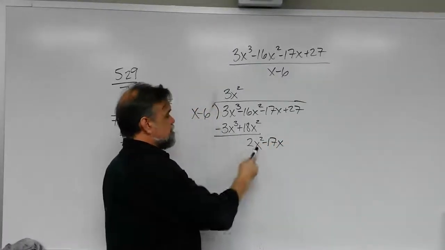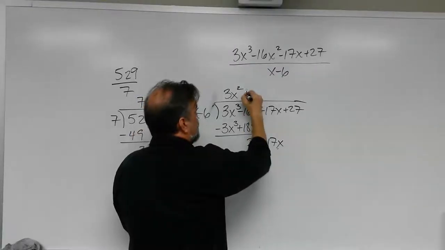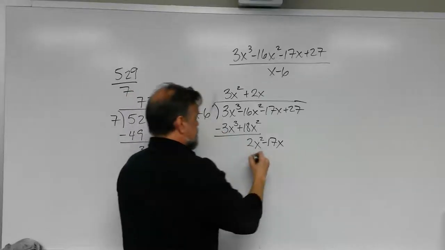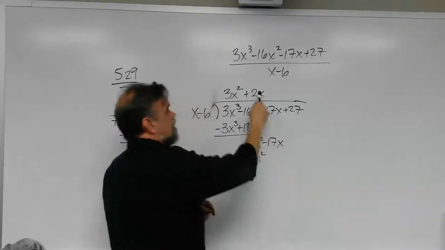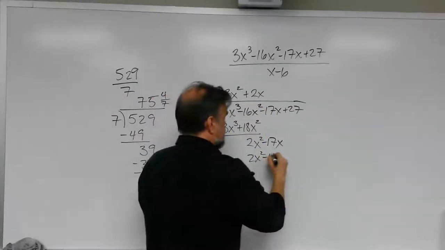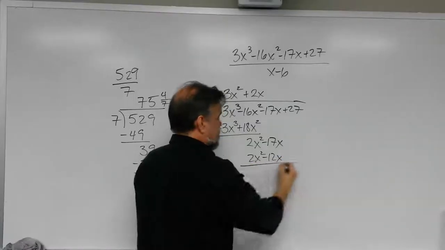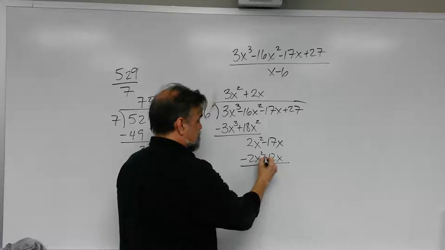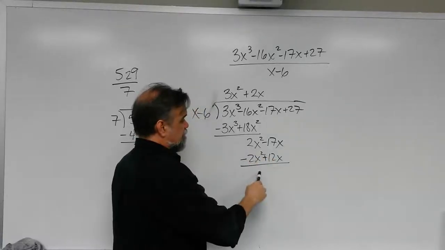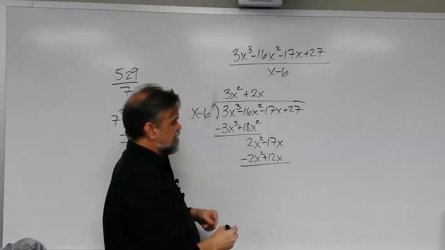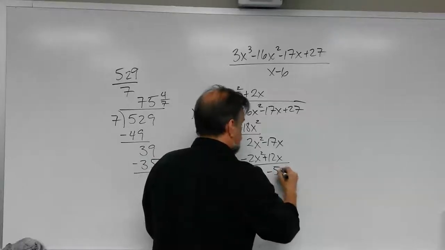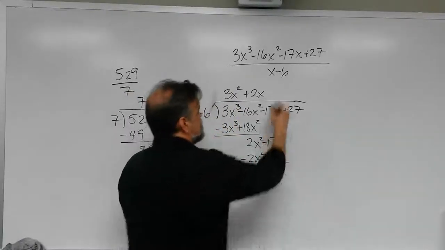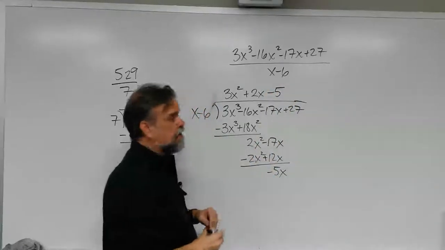Okay? How many times does x go into 2x squared? Why, that would be 2x times. Because 2x times x is 2x squared. And 2x times negative 6 is negative 12x. Again, subtract, and again, if you're like me, you just change the signs and then you add. That goes away, and negative 17x plus 12x is negative 5x. Okay? Negative 5x divided by x is negative 5.